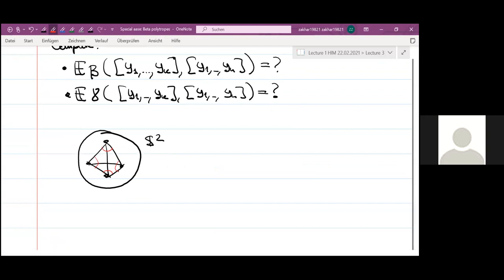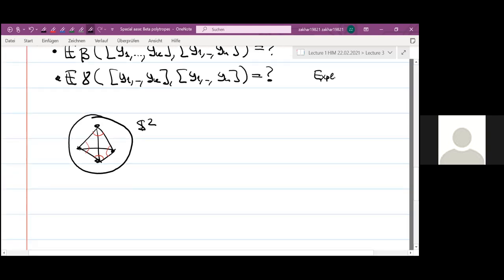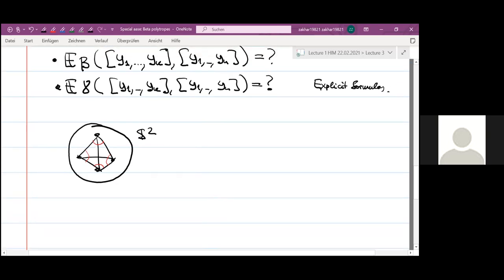It would be a topic for a next lecture or even two, how to compute these external and internal angles. There are now explicit formulas available, which can be derived. And for example, here in this special case, the sum is equal to 1/8. So the expected sum is 1/8 of the full solid angle.